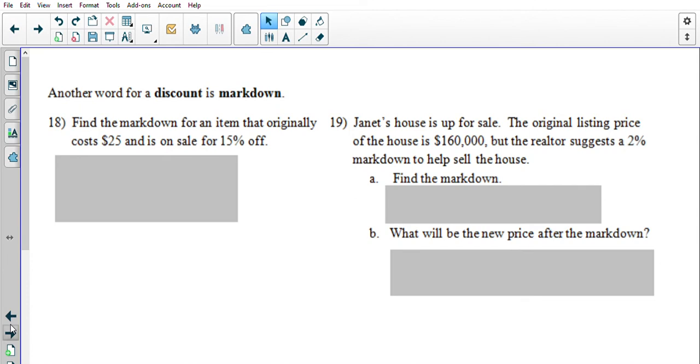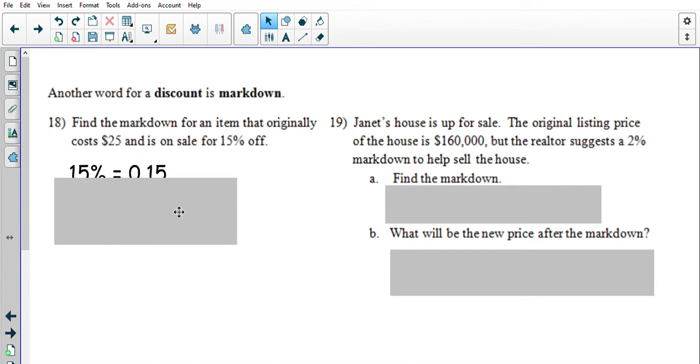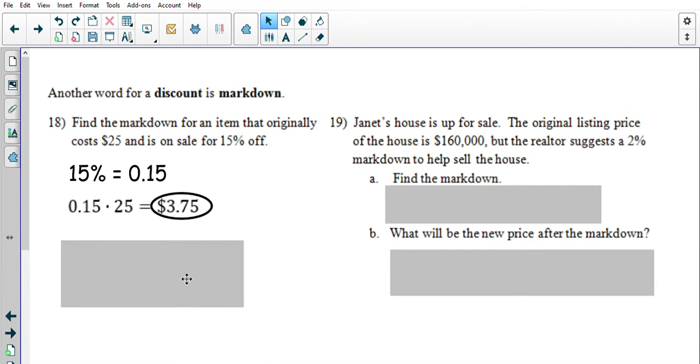So what I want to do is figure out how much we're going to save on this item, like how much is going to be taken off of the price. So in this case, we just have to read carefully. 15% off, 15% is 0.15. Take 0.15 times 25, it means you're going to have a markdown of $3.75. That's going to be the amount of the discount.